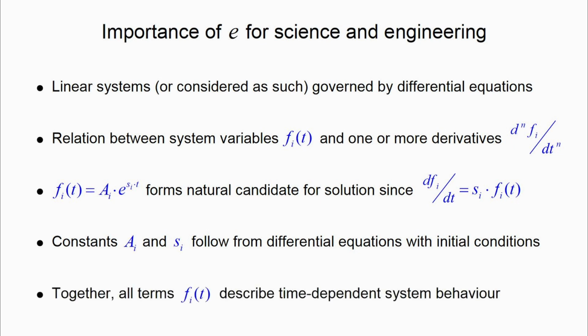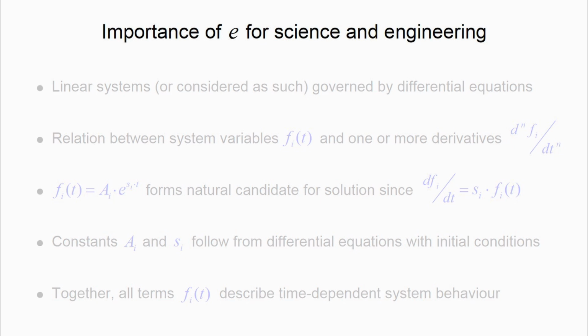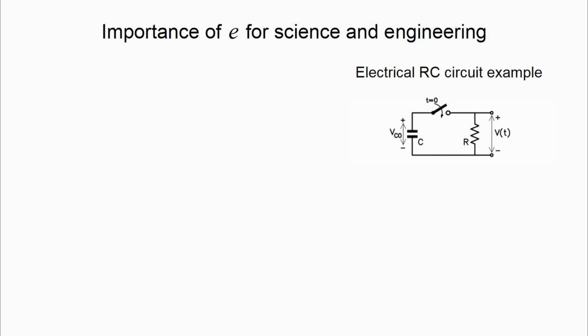The behavior of the system as a whole is then described by all individual terms combined together. Of course, this will all be experienced as pretty abstract for many of the viewers. So let's illustrate it with a simple example, a first-order electrical RC network, not driven by an external input signal. Equivalent examples can easily be found for other fields of science like mechanics, chemistry, and so forth.